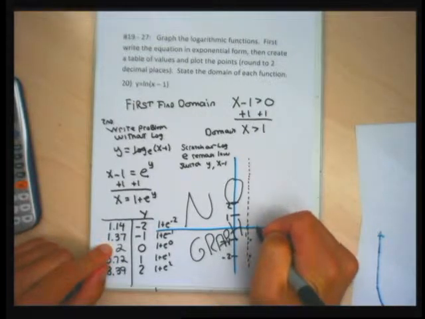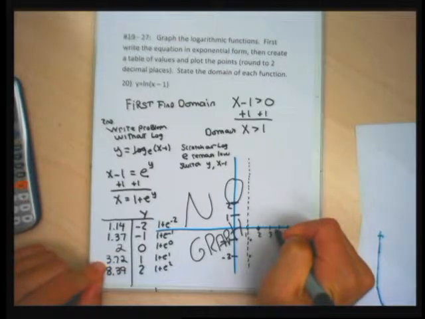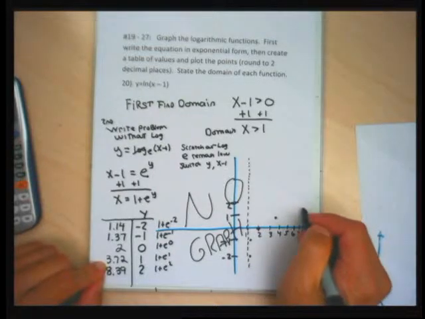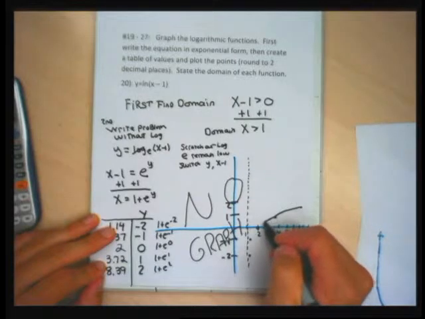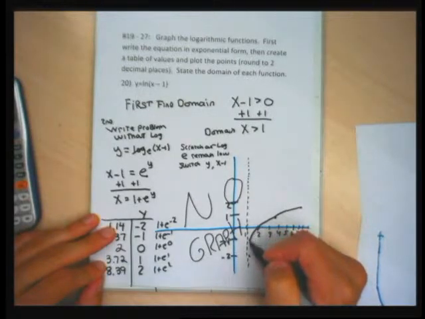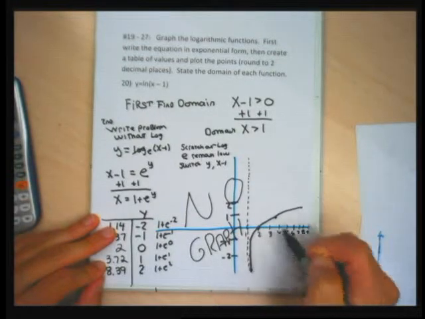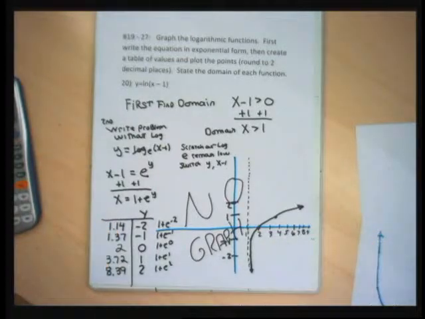2, 0 is easy for me to graph. 3.72 is somewhere between the 3 and the 4, a little bit closer to the 4, and then I go up to 1. And then 8.39 is somewhere between the 8 and the 9, a little closer to the 8, and then up to 2. The logarithm graphs generally have the same shape, where they go down when they get to the asymptote and slowly work their way up to the right.